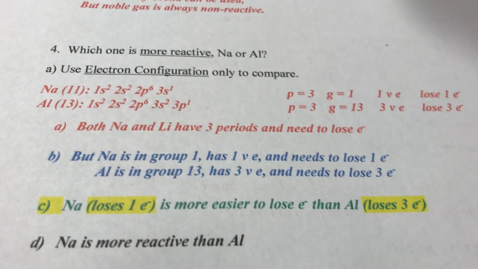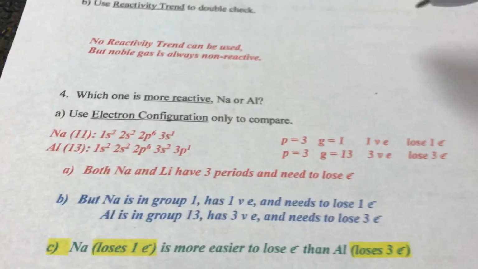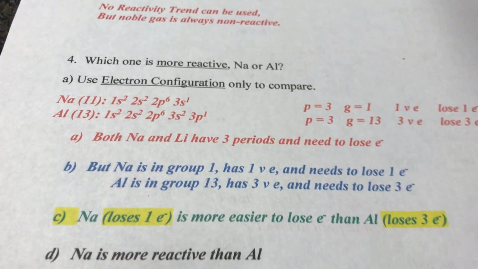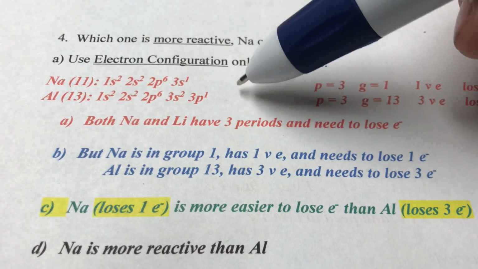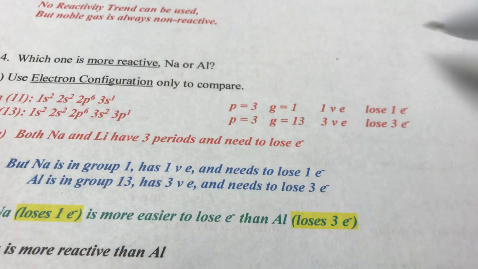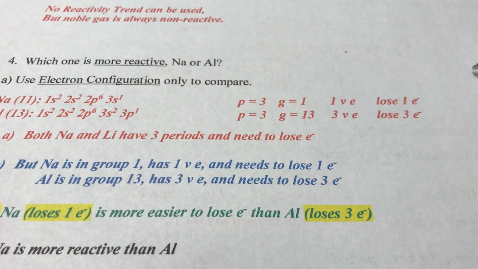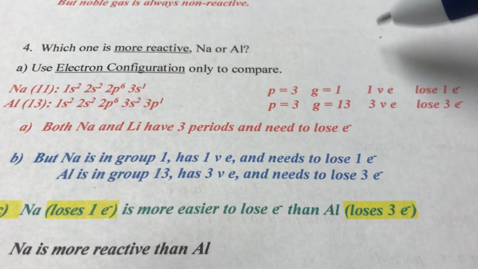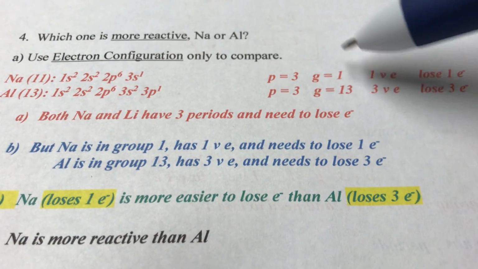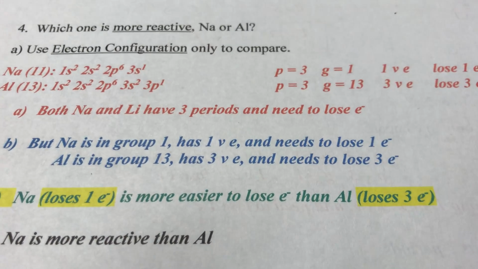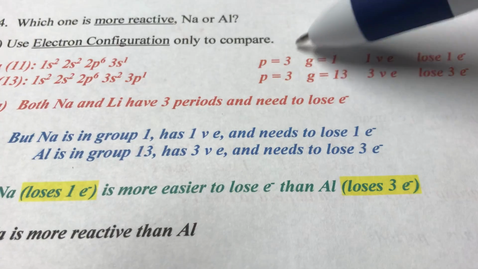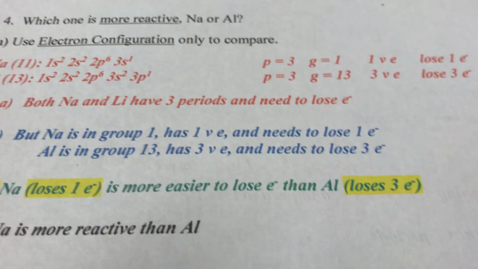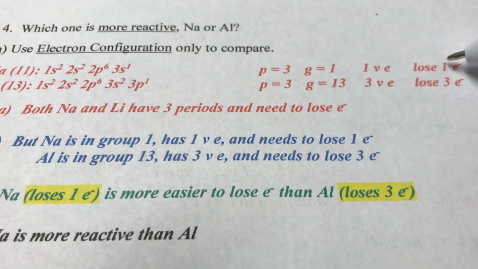Now number 4, which one is more reactive, Na or Al? So again, we write down the Na, write down the Al, the electron configuration, and the period, group, valence electron, and lose electron. All right, so do they have anything similar? Yes, they do. Both Na and Al have 3 period and need to lose electron. Now you see period 3, they both have the same thing, and lose electron, they do have the same thing.